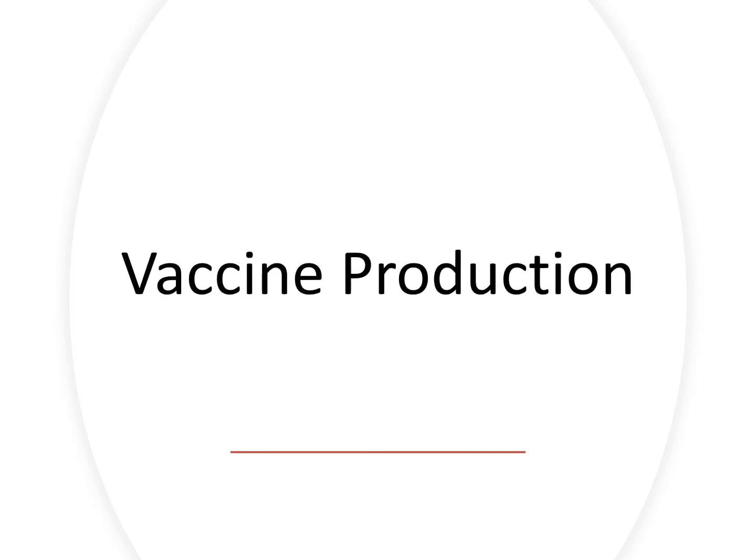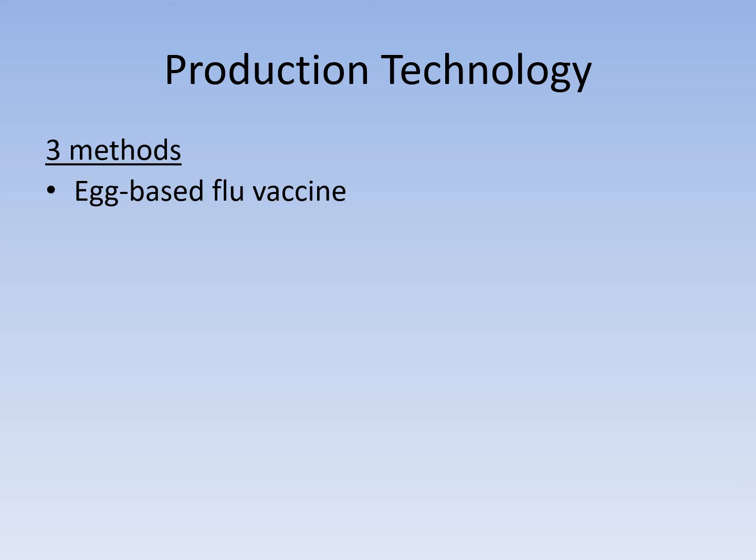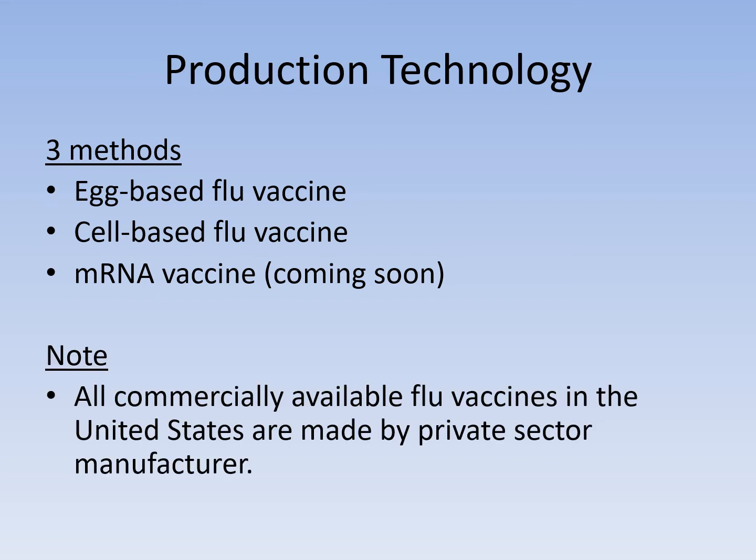All right, let's now talk about vaccine production. How are vaccines produced? There are three main approaches to developing an influenza vaccine. One uses eggs, so it's an egg-based flu vaccine. That's where most of our influenza vaccination comes from. There's also a cell-based flu vaccine, which has some advantages over an egg-based approach. And coming soon to you is an mRNA influenza vaccine. These are currently in trials. All of these are made by commercial companies.